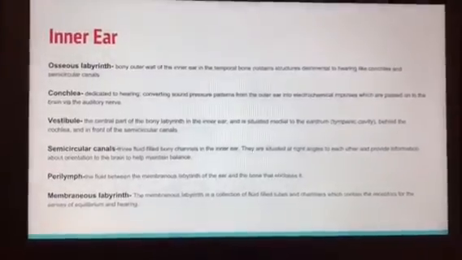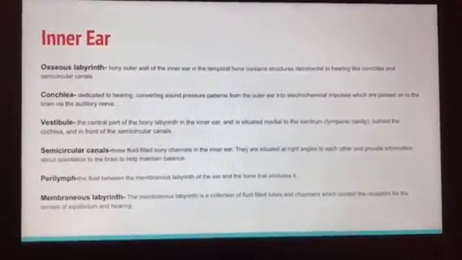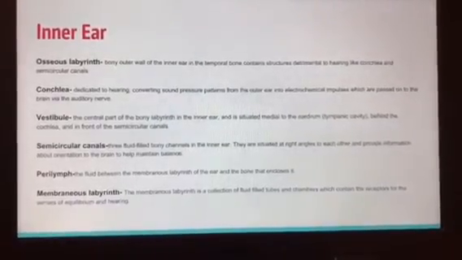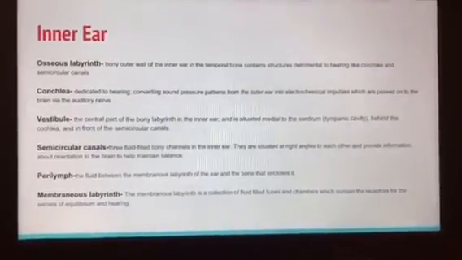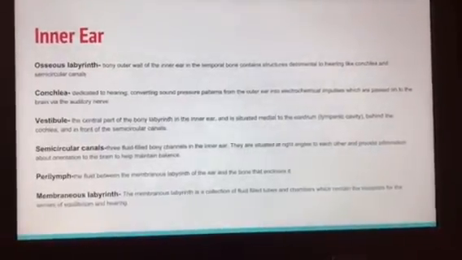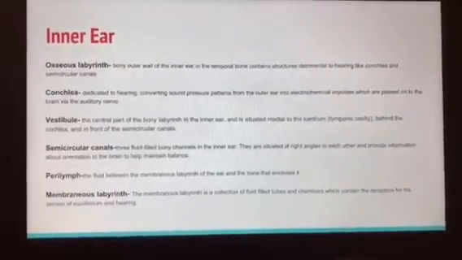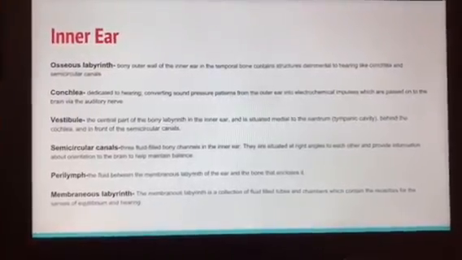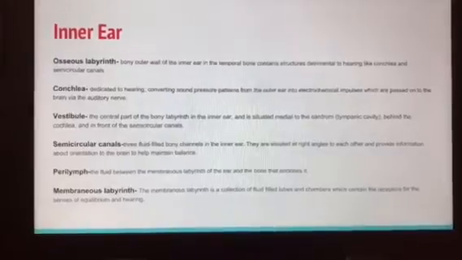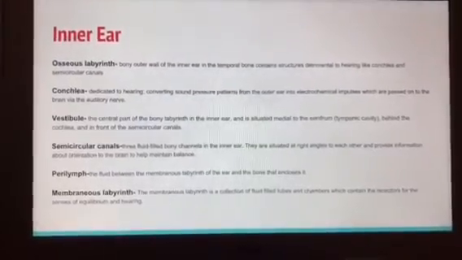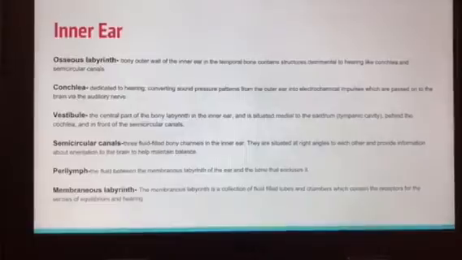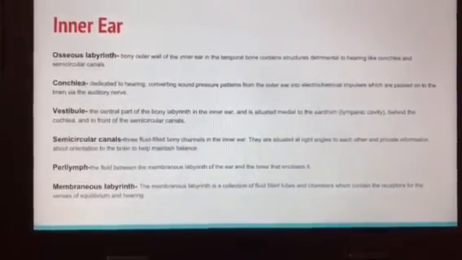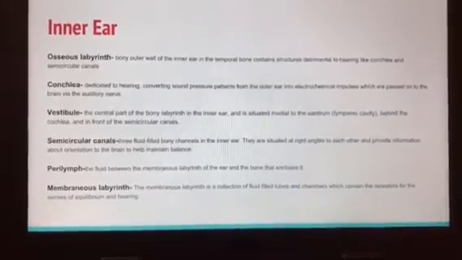The inner ear. The osseous labyrinth is a bony outer wall of the inner ear, and the temporal bone contains structures vital to hearing, like the cochlea and semicircular canals. The cochlea is dedicated to hearing, converting sound pressure patterns from the outer ear into electrochemical impulses, which are passed on to the brain via the auditory nerve. The vestibule is the central part of the bony labyrinth in the inner ear and is situated medial to the eardrum, or the tympanic cavity, behind the cochlea and in front of the semicircular canals.